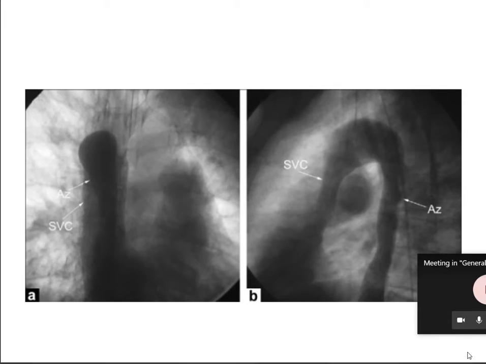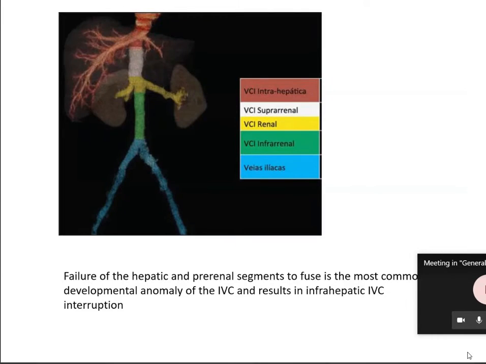Why the name? It means unpaired. Azygos means single, unpaired. That is why the name azygos. Okay. Then they will ask you what is the embryology behind IVC interruption? It's a failure of the hepatic and the pre-renal segments of the primitive IVC to fuse.